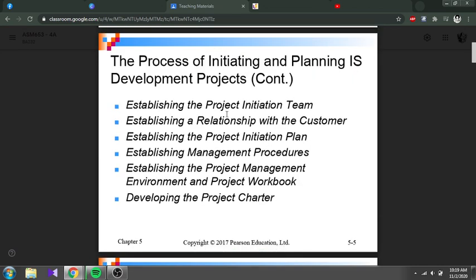So we will come up with these actions here: establish the project initiation team, establish a relationship with the customer, project initiation plan, management procedures and project management, and also the project workbook. As long as we have the project charter later, after we have completed our planning stage or planning phase.